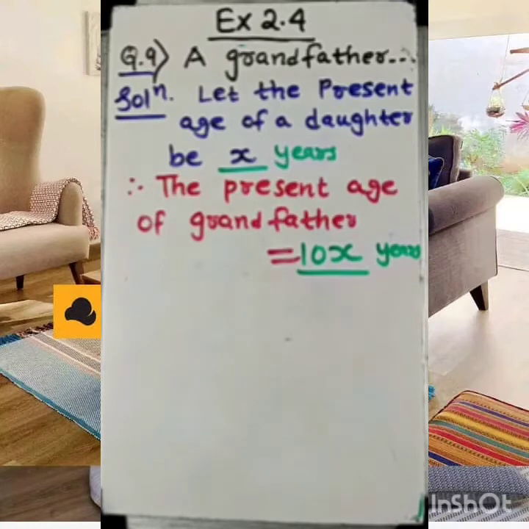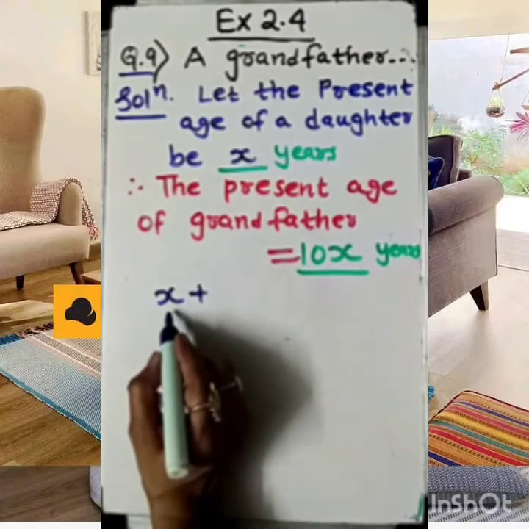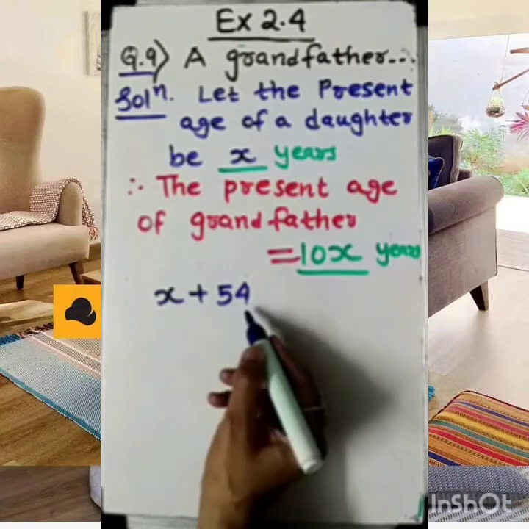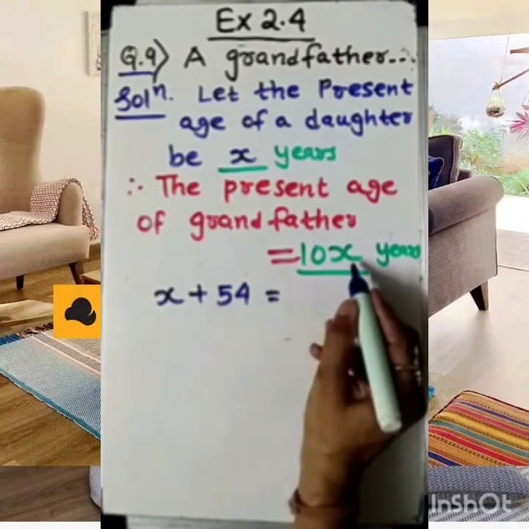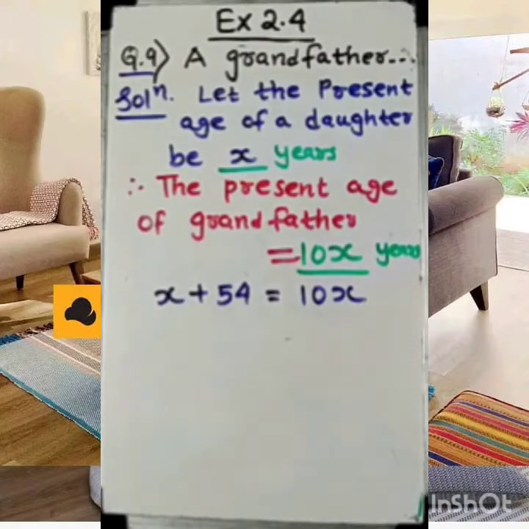Now, what we are given here in the equation? He is 54 years older than her. It means how can we form the equation? So, the grandfather is 54 years older. So, what is the granddaughter's age? x. And he is 54 years elder than her. And that will be equal to his present age. So, it is 10x.